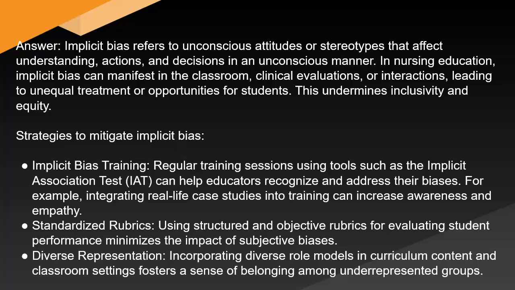Strategies to mitigate implicit bias. Implicit bias training. Regular training sessions using tools such as the implicit association test can help educators recognize and address their biases. For example, integrating real-life case studies into training can increase awareness and empathy. Standardized rubrics. Using structured and objective rubrics for evaluating student performance minimizes the impact of subjective biases. Diverse representation. Incorporating diverse role models in curriculum content in classroom settings fosters a sense of belonging among underrepresented groups.